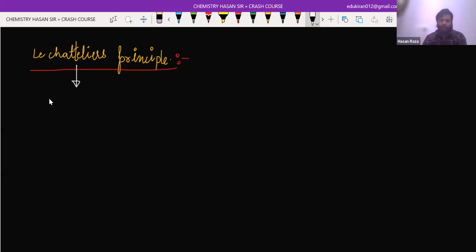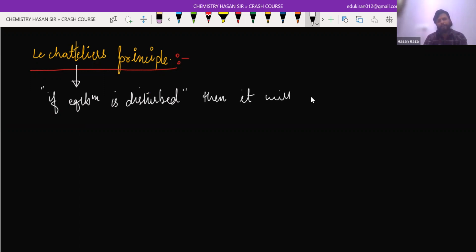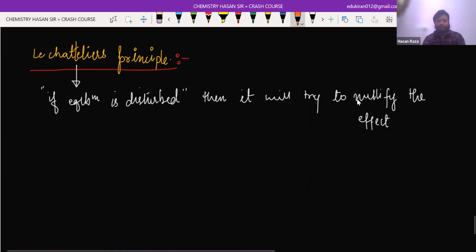See, Le-Chatelier's principle says that with any factor, if equilibrium is disturbed, then it will try to nullify the effect. All I want to say is that by any means of this effect, if we have a reaction which is in equilibrium, this is in equilibrium.